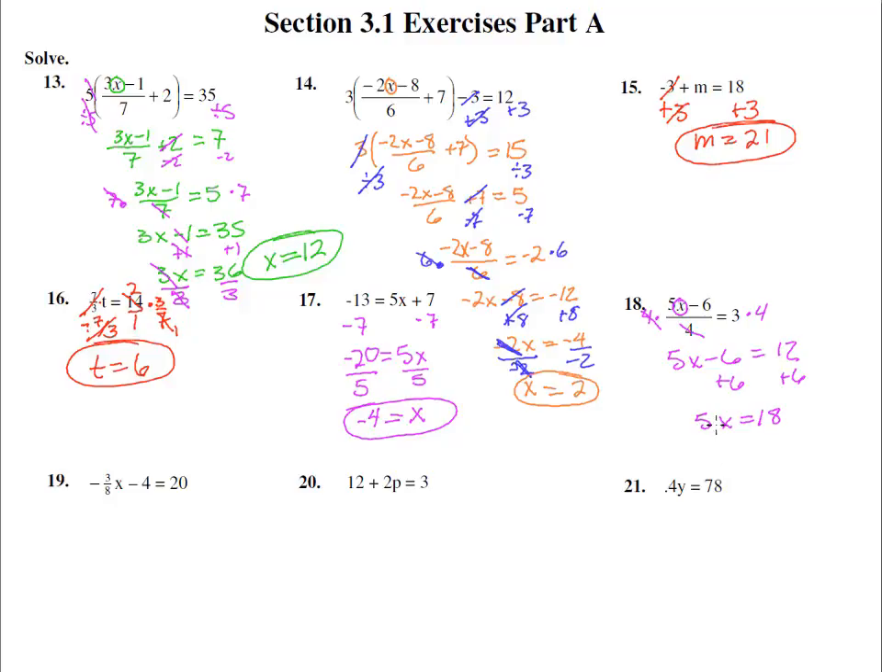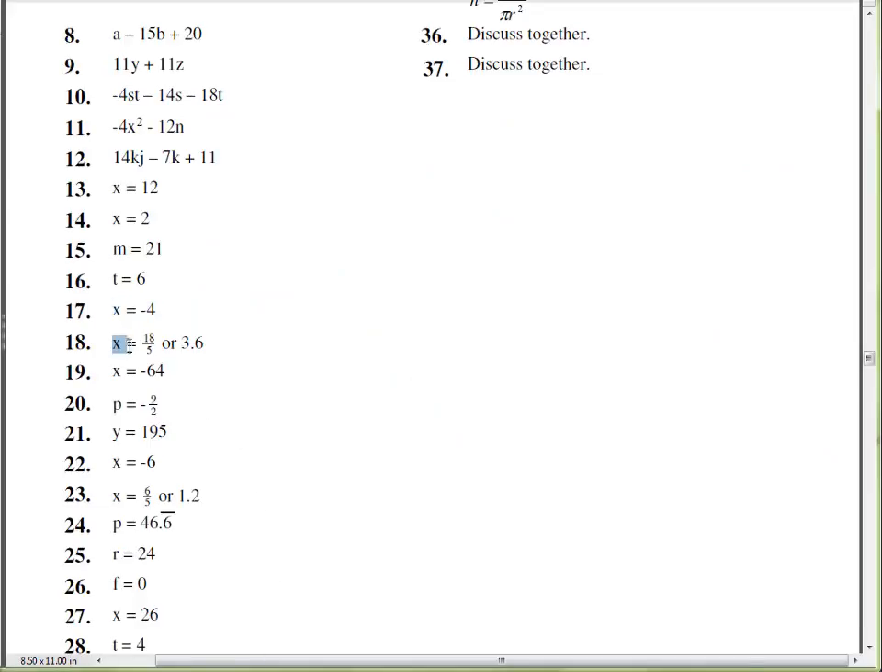How do we undo a times by 5? Well, we divide by 5. Divide by 5. And we get x equals 18/5. Does that reduce at all? Well, we could write it as x equals, if you punch that in your calculator, 18 divided by 5, you'll get something like 3.6. Either one of those would be okay, or 3 3/5 would be okay as well. Let's look. x equals 18/5 or 3.6, either one.